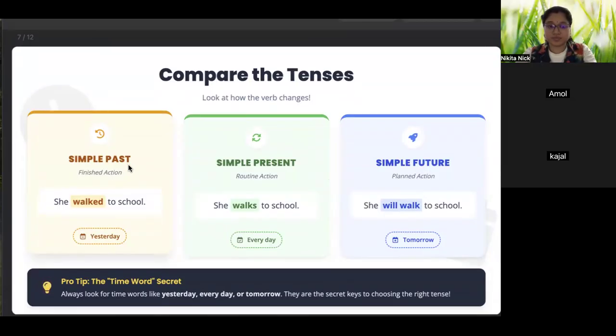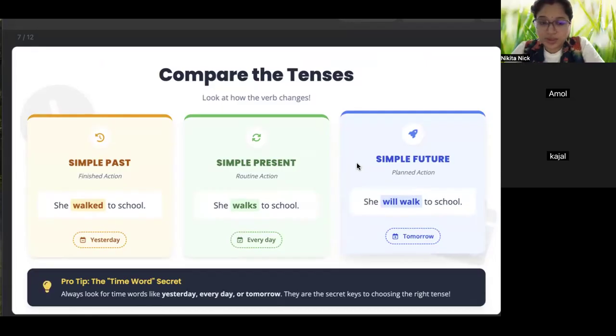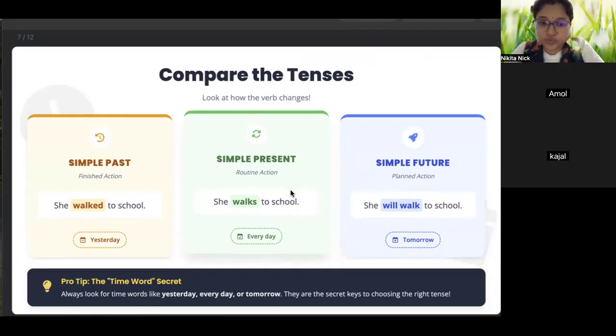Yes. Simple past. Finished action. In simple past, you're talking about finished action. Okay? So what is the time word? Simple present. Okay, yes. I think you have network issue.